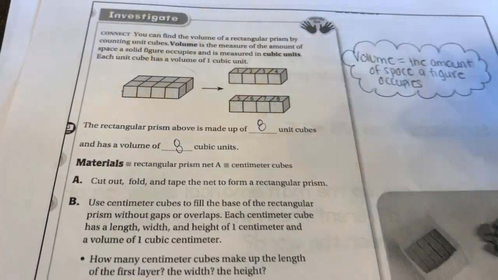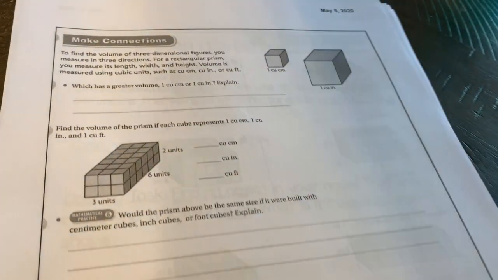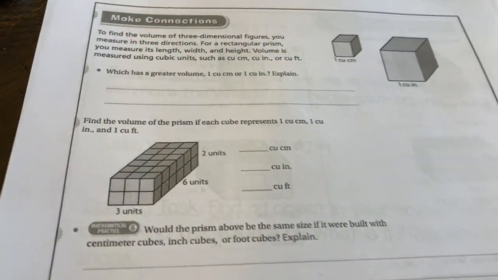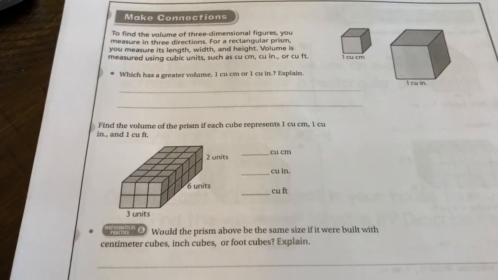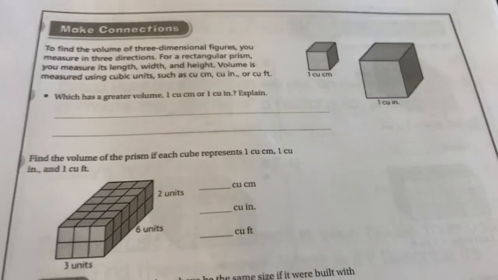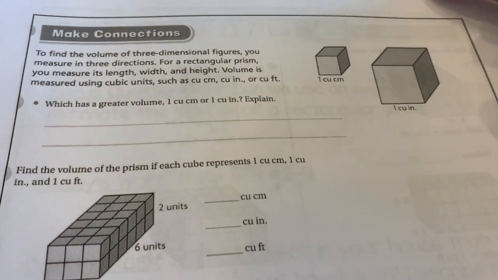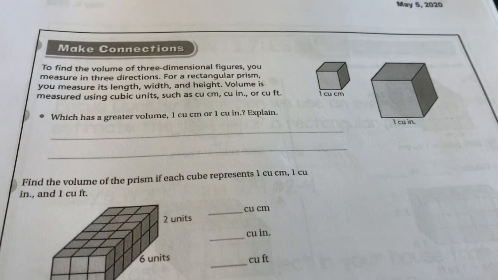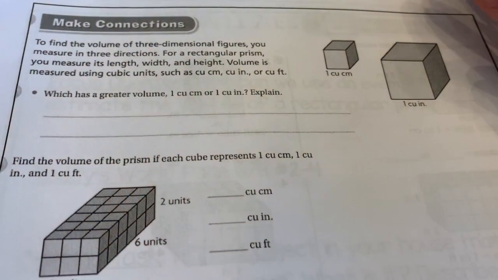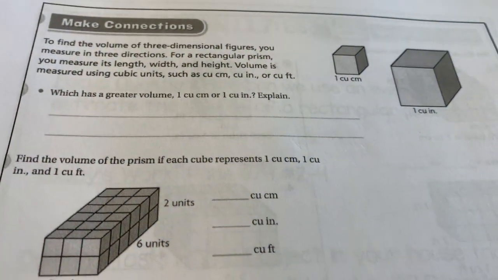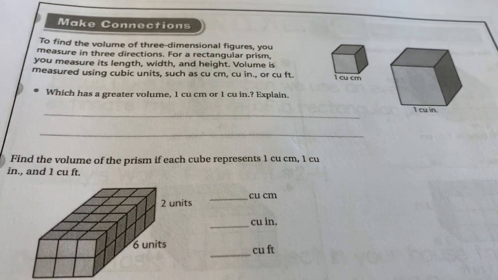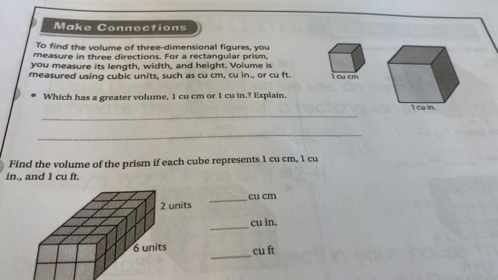And that's it. So what we're going to be doing today is we're going to be looking at these figures, okay, prisms, and we're going to be finding the volume of them. So I'm going to show you the easiest way to do it. But first we're going to look at the make connections here. To find the volume of three-dimensional figures, what we do is we measure in three directions. So before, I told you I was going to explain why the units are cubed or cubic.